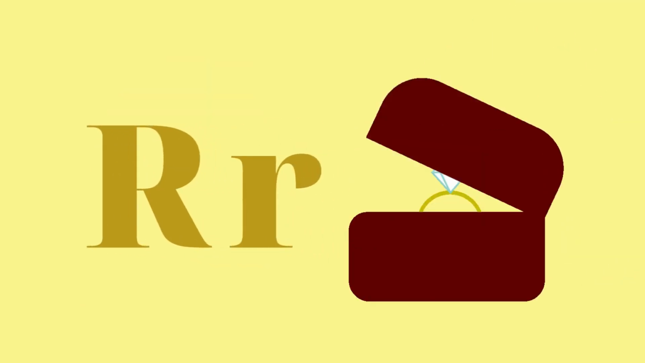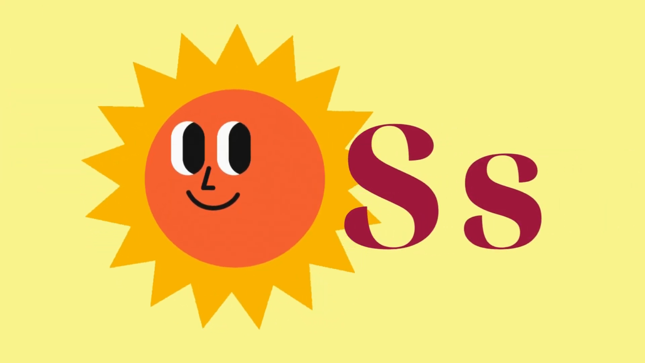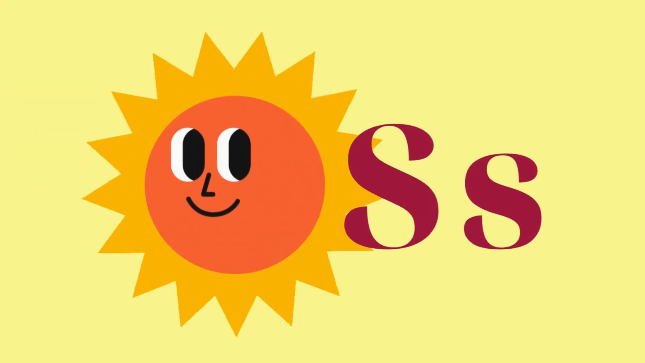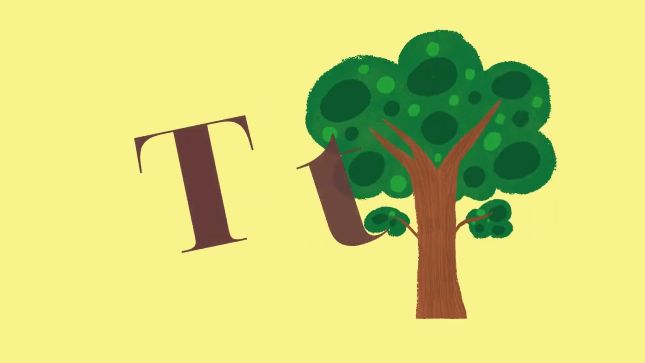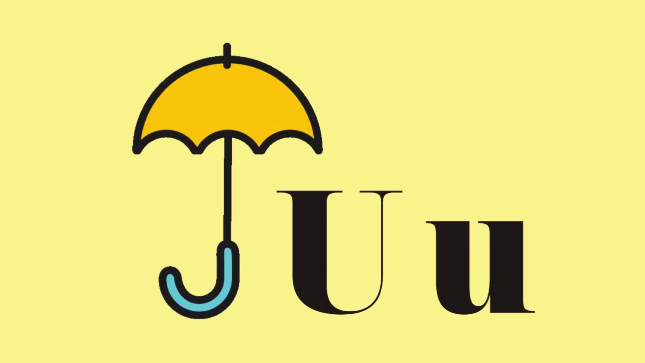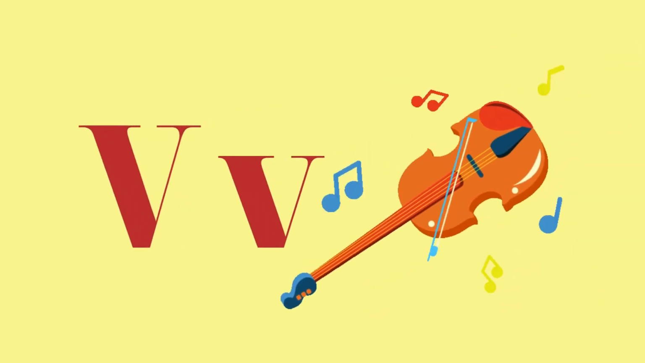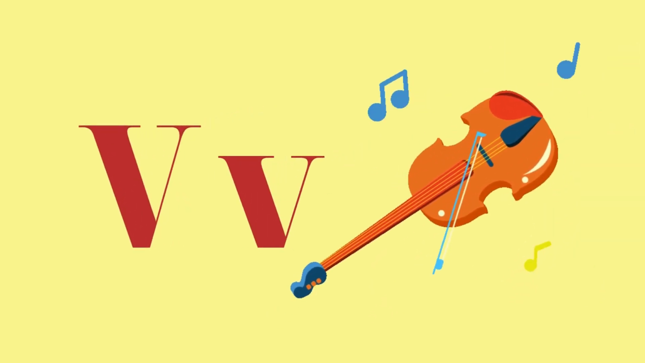R. R is for ring. S. S is for sun. T. T is for tree. U. U is for umbrella. V. V is for violin.